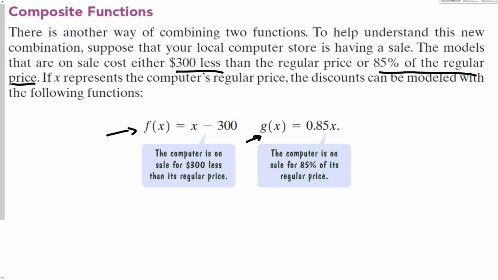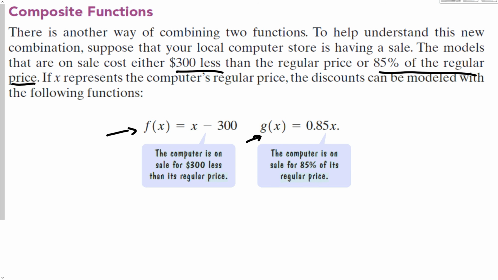I'm going to start with the price. I'm going to subtract 300 bucks. Okay. I'm going to start with the price, and I'm going to take 85% of the regular price. Okay, so I'm going to take off 15% to get my new price. So in one case, I'm going to subtract. In the other case, I am going to multiply.